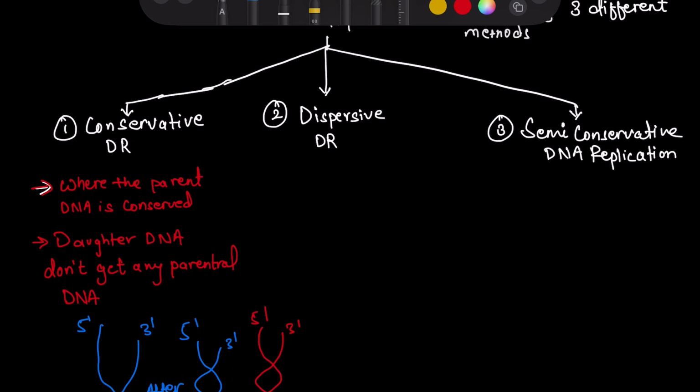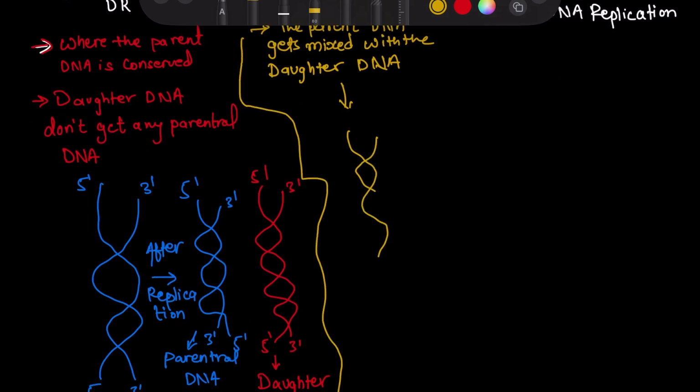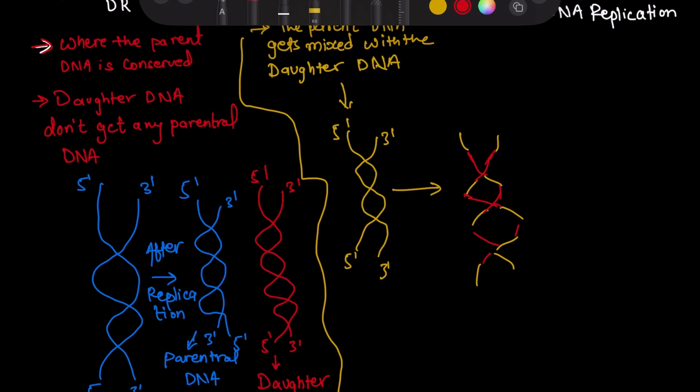Now we come to the dispersive method of DNA replication. In this, the parent DNA gets mixed with the daughter DNA. Simply understand that. Suppose this is the parent's DNA, right? 5 to 3 and 3 to 5, right? So after replication, a structure like this will be formed. Now this red one is the daughter DNA strand, while the yellow one is the parental DNA strand, right? Okay, this is the dispersive method.